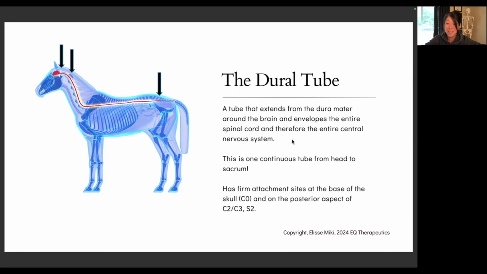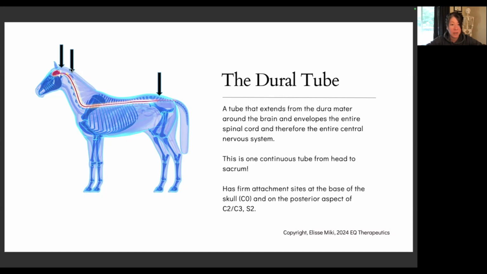Now, this is continuous, as mentioned, from head to sacrum, but it does have some firm attachment sites. So it's actually going to have some bony attachments at the base of C0, so the back of the occiput here, and on the posterior aspect of C2 and C3 in the cervical vertebrae. So they're going to have some attachment sites. We want a little bit of integrity in there, not just a tube that's free flowing within the spinal canal. We do need some attachments to give it that integrity, and those are found there, as well as at S2. So sacral vertebrae 2 is another firm attachment site.